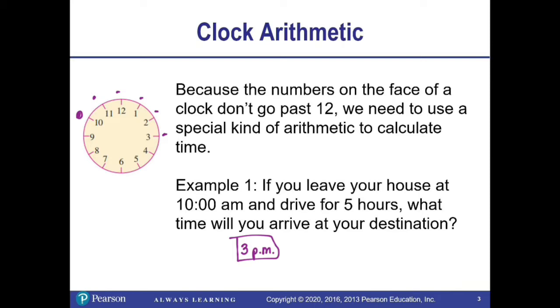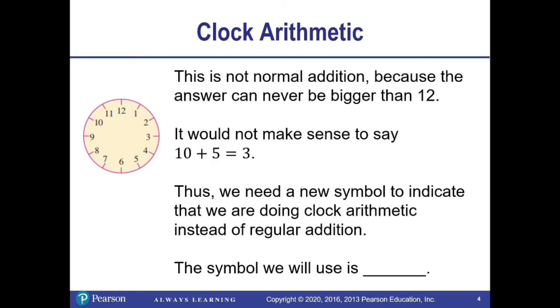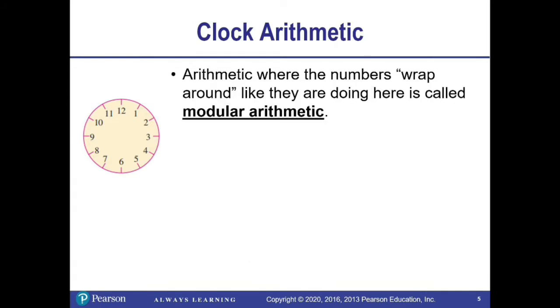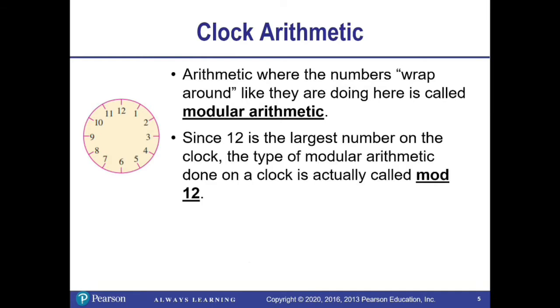Again, remember, we started at 10 a.m. When we go across 12 noon, we move into p.m. This is not normal addition because our answer can never be bigger than 12. So it doesn't make sense for us to add and say 10 plus 5 equals 3. We need a new symbol then, to indicate that we're doing clock arithmetic. The symbol we will use is a plus sign with a circle around it. Arithmetic where numbers wrap around, as they do here, is called modular arithmetic. Since 12 is the largest number on the clock, we would call our clock arithmetic mod 12.